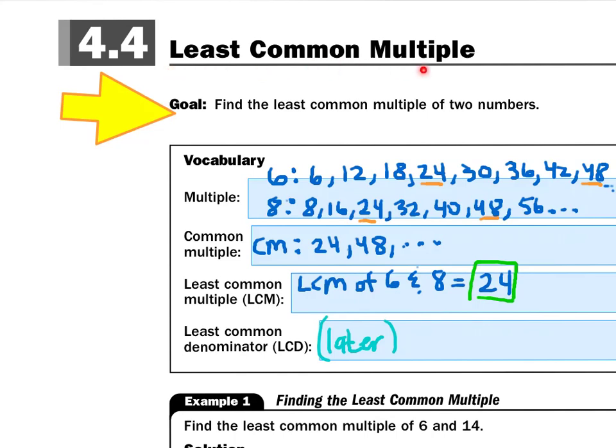Hi, let's look at least common multiples today. So let's start with vocabulary. Let's review what a multiple is.